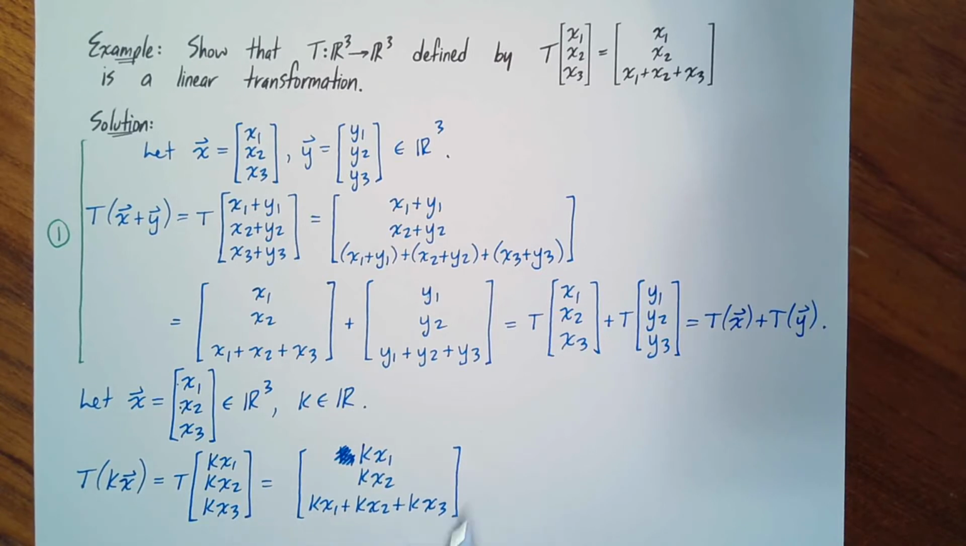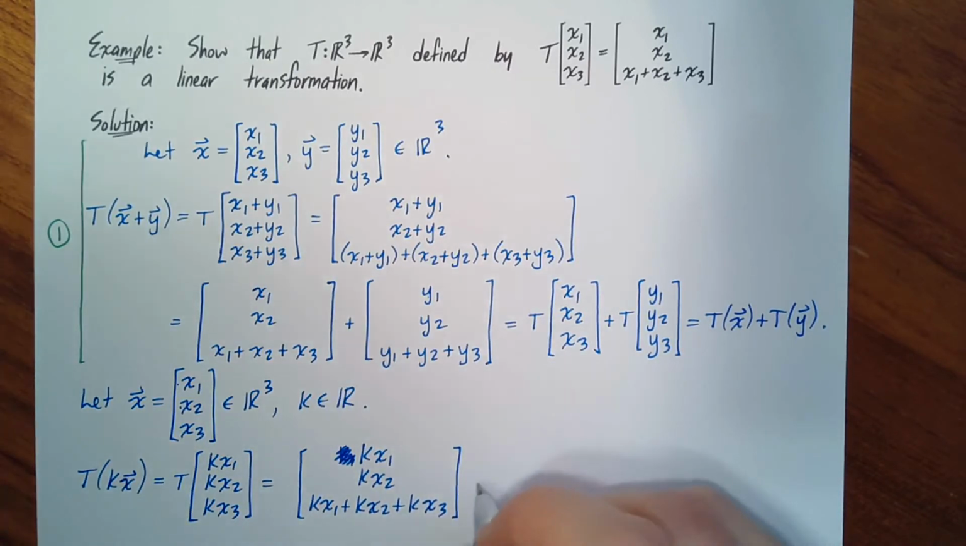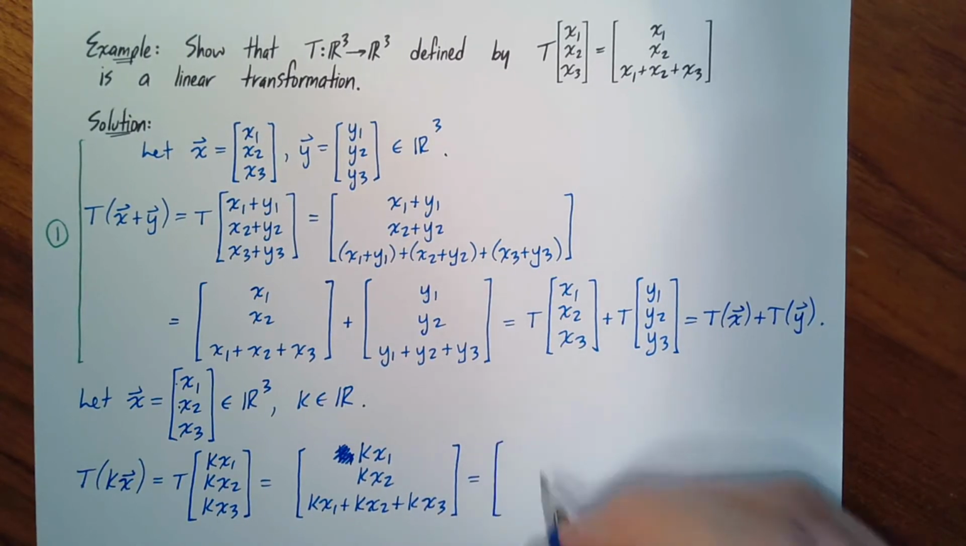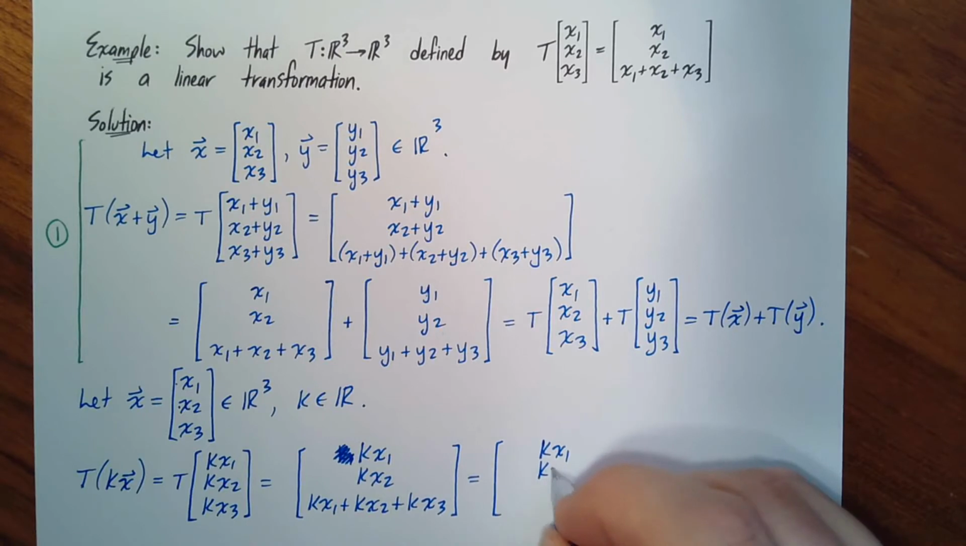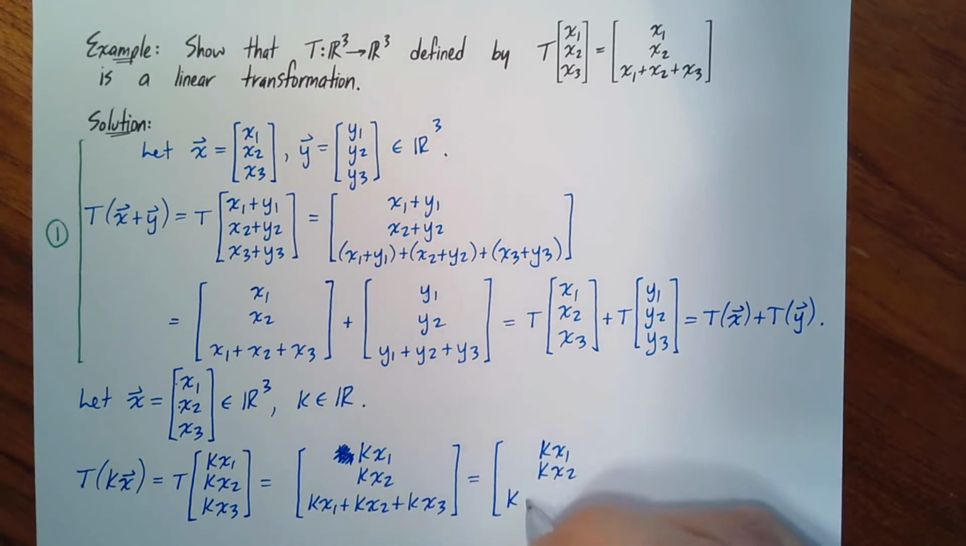Okay, so that is the image of the vector kx under the function t. Right? This is what you get. This is t of kx, completely worked out now. So what we should probably do now is try to get that k out of there, if at all possible. And the first step would be to notice your third coordinate has all these three terms with a common factor of k. Let's factor that out. So we'll have kx1, kx2, and then k times x1 plus x2 plus x3.